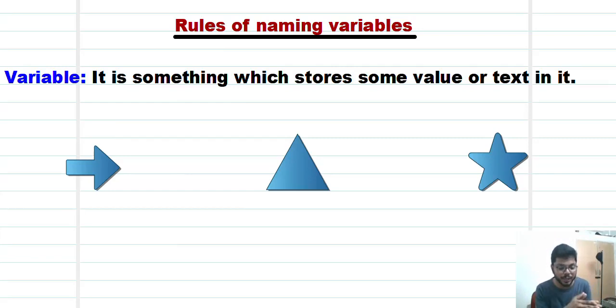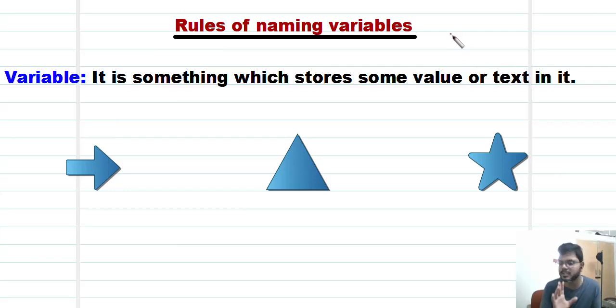Today we are going to continue the lecture of Python. This is lecture 2 regarding the rules of naming variables. Now, first of all, we will decide what a variable is. It is something which stores some value or text in it.